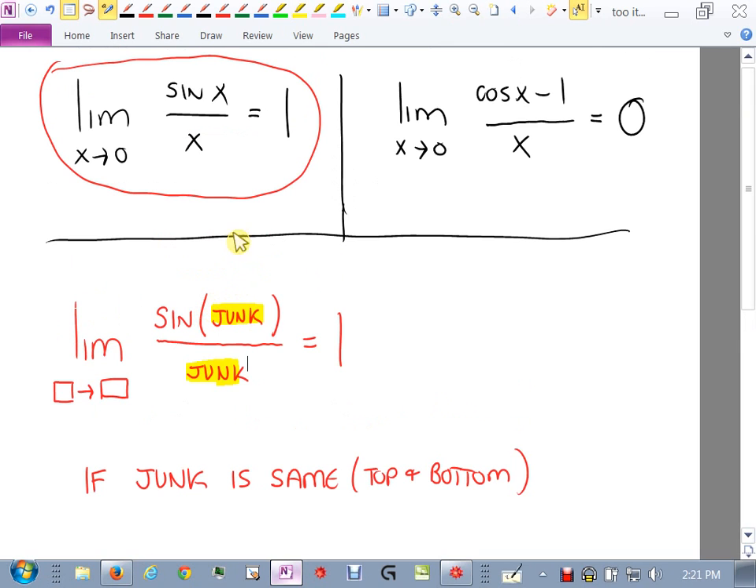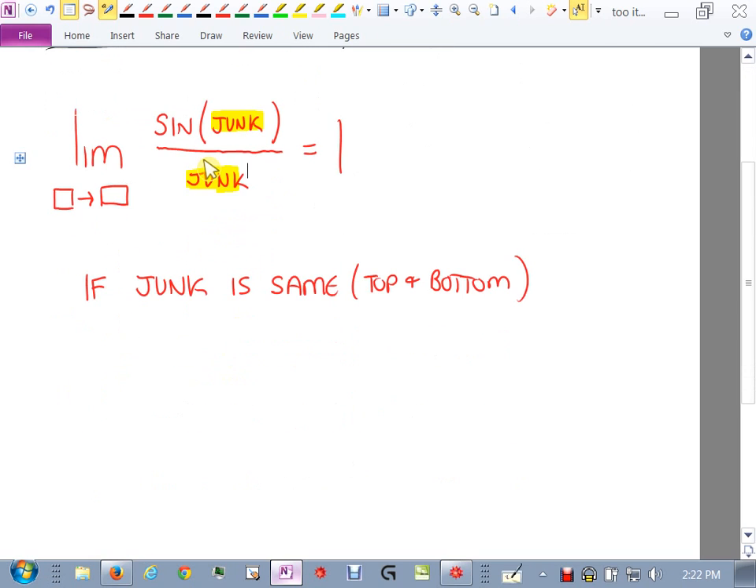So in this problem up here, if this was sine 2x over x, it would not work. All right? They have to be identical. That's the first condition. The second condition is in the limit, the junk arrow 0. What does that mean? What do you think I mean? In the limit. So when you take that limit, the junk that you have in there needs to be approaching 0. So if the junk goes to 0 and the junk is the same on top and bottom, then the answer is 1.